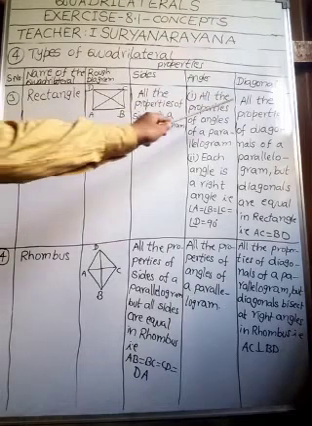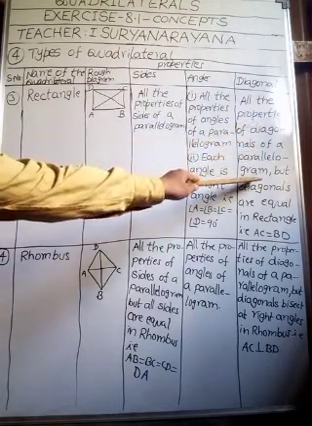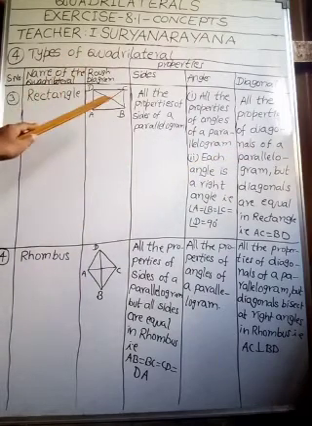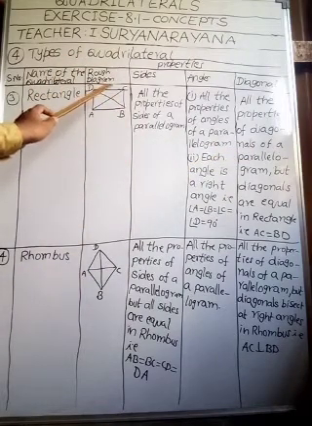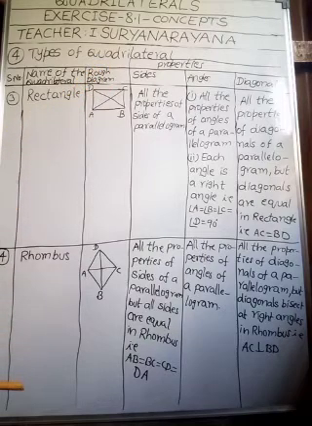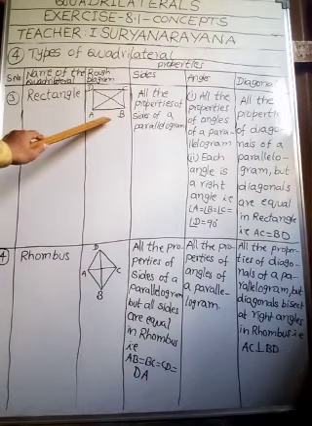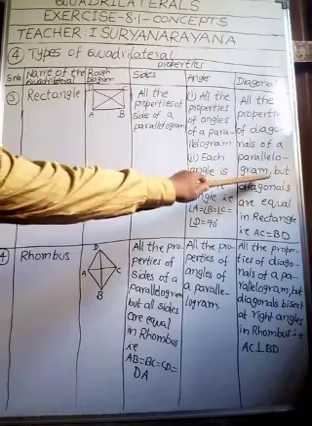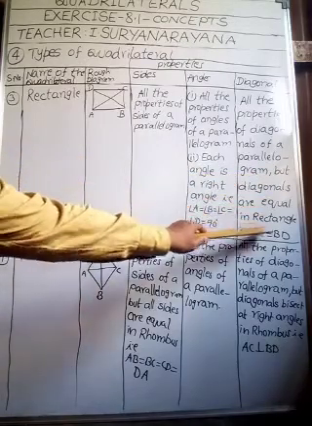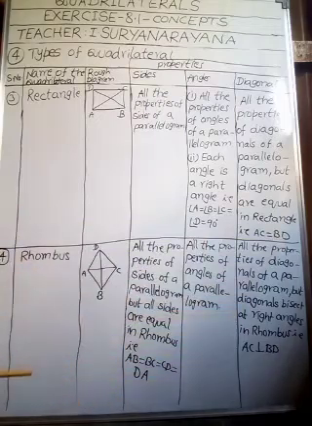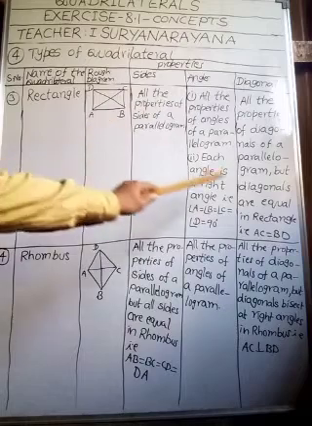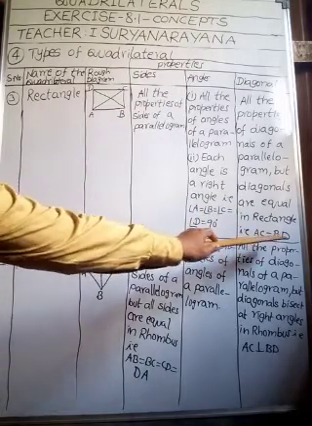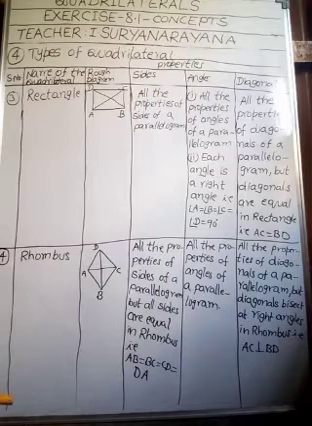Now come to the diagonals. All the properties of diagonals of a parallelogram are applicable to the rectangle also. But what is the difference? Diagonals are equal in the rectangle. That is, AC is equal to BD. In a parallelogram, diagonals are not equal. But here there is an additional property, that is, diagonals are equal in the rectangle. Understood this difference, my children, for parallelogram and rectangle?